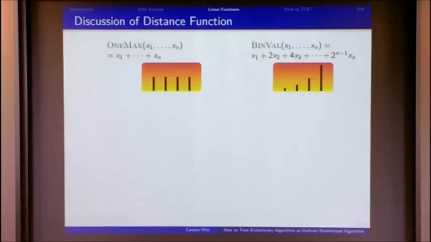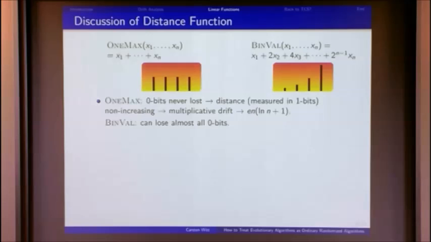So on OneMax, we saw before that it's not possible that the algorithm loses a 1 bit, even with the 1+1 EA, because all bits have the same weight. If the number of 1 bits currently is s, then this number will only increase. So the distance measured in 1 bits is non-increasing, and multiplicative drift works and gives us this bound. With binary value, we can have the extreme steps that make us lose on the number of 1 bits.